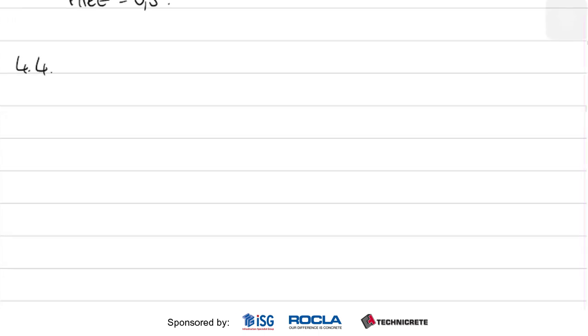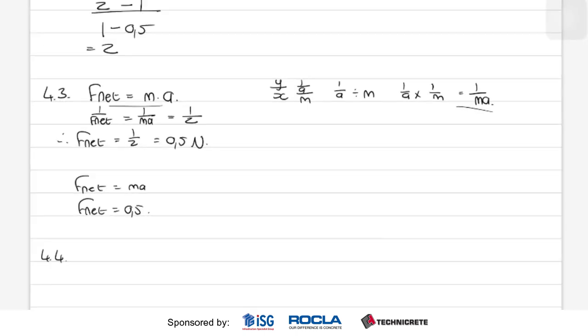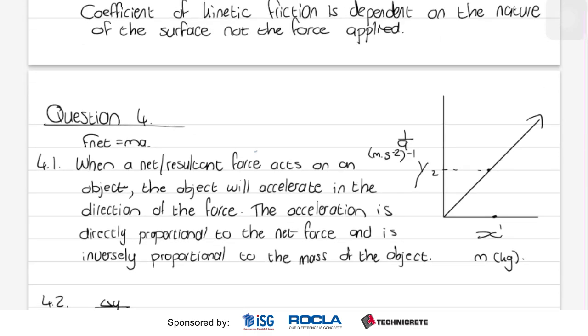All right, question 4.4. It now asks us to write a conclusion for this experiment. So what conclusion can you write from this experiment? Well, you can see that your acceleration would be inversely proportional to the mass of your object. And how can you see that? Well, you can see that this is directly proportional. So why are they saying inversely proportional? Well, it is 1 over A that we're dealing with and M.